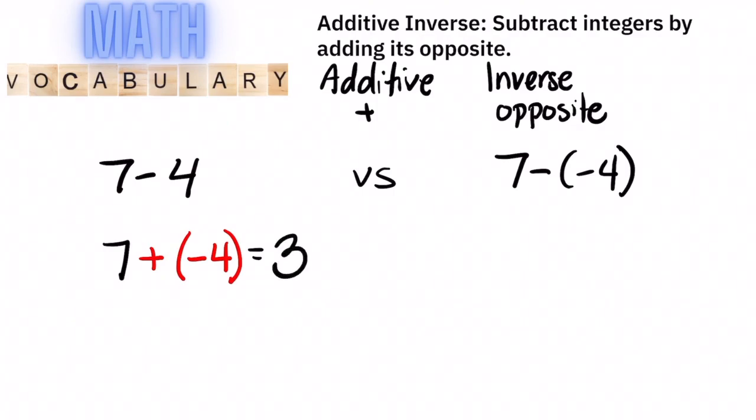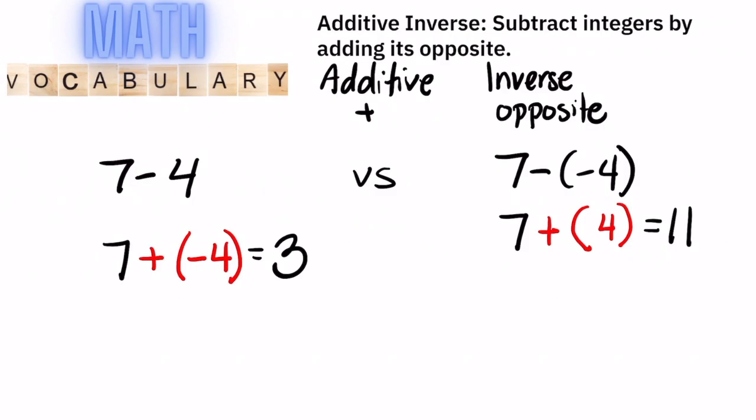So that makes sense. We're going to do the same thing with the second problem, because even this one on the side, you could have solved it. You didn't have to change it. But for this, changing it is going to help. So we're going to change it to 7 plus, the opposite of negative 4 is positive 4. That is something we know how to solve. 7 plus 4 is going to give us 11.